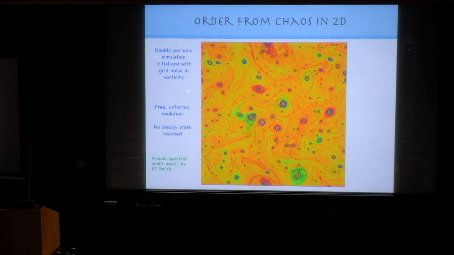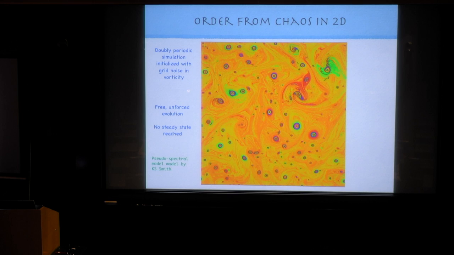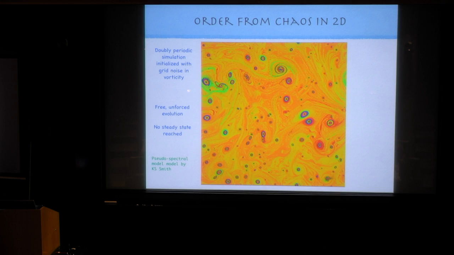And you can see all your favorite vortex dynamics going on here. So this is two-dimensional turbulence, but quasi-geostrophic turbulence behaves fundamentally the same way. In the third direction, it also tries to homogenize and form deep vertical structures.